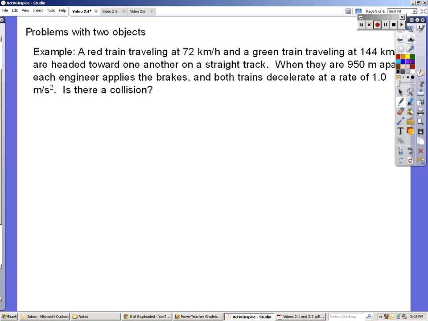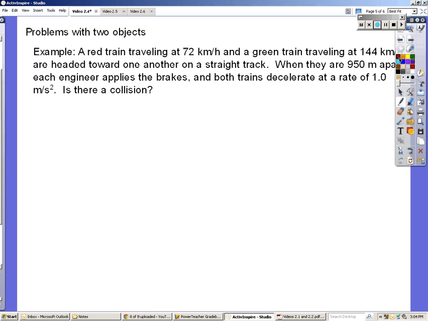We've got a red train traveling at 72 kilometers per hour. A green train traveling at twice that speed are headed toward one another on a straight line track. When they're 950 meters apart, each engineer applies the brakes, and both trains decelerate at a rate of 1 meter per second squared. The question is, is there a collision?